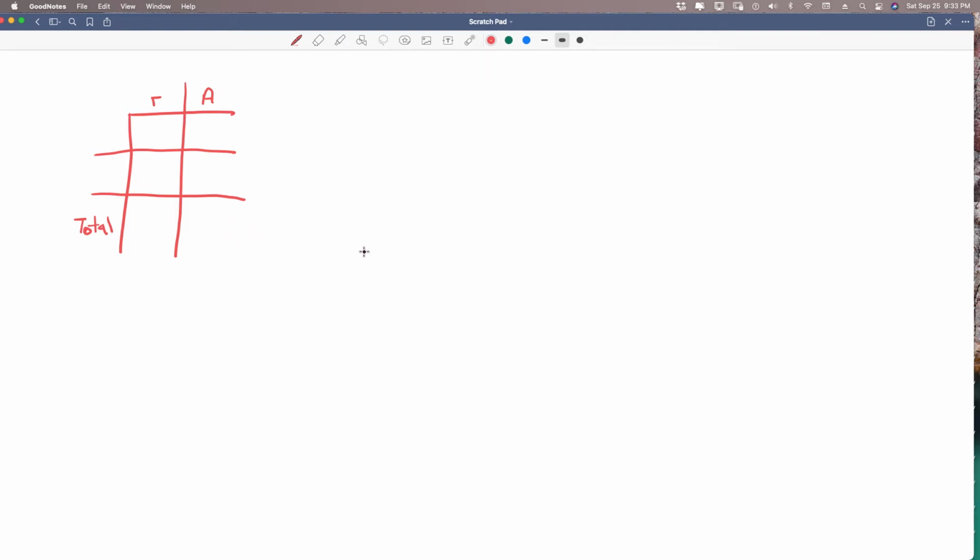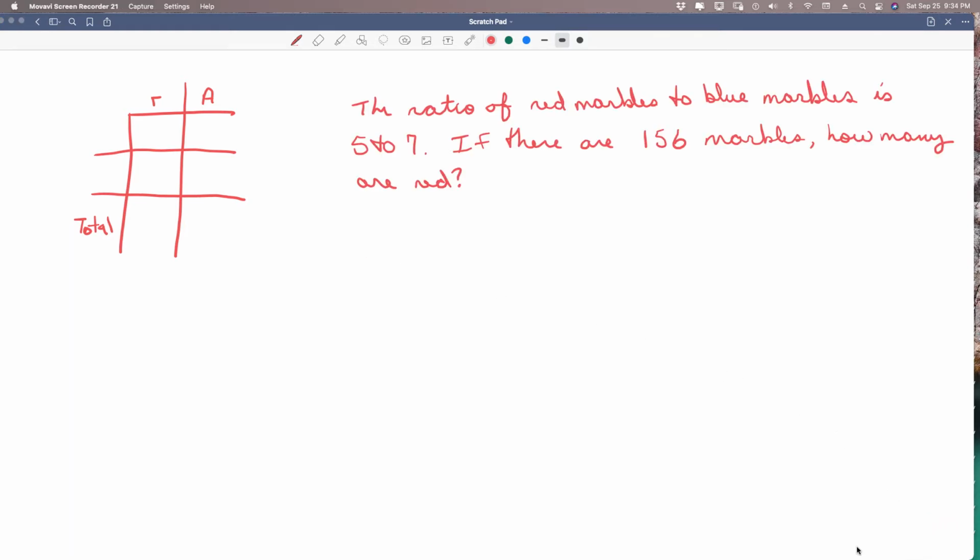So let's start with this first problem. I'm going to pause and write it. All right, so here's our problem. This is 39.3. I'm going to switch to blue. So the ratio of red marbles to blue marbles. So we have red marbles and we have blue marbles. The ratio of red to blue is 5 to 7. So 5 to 7. If there are 156 marbles, how many are red?